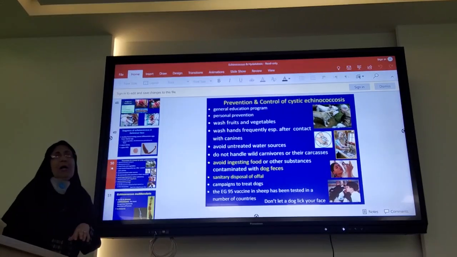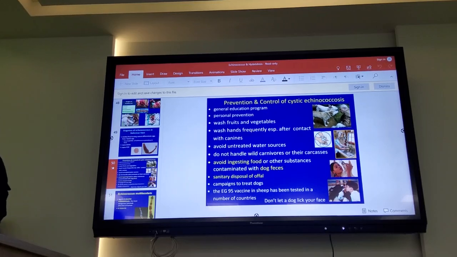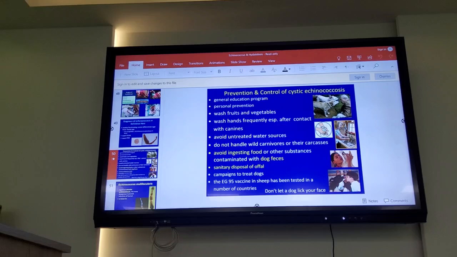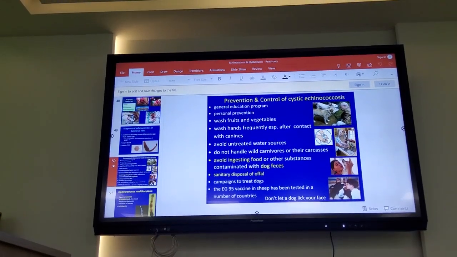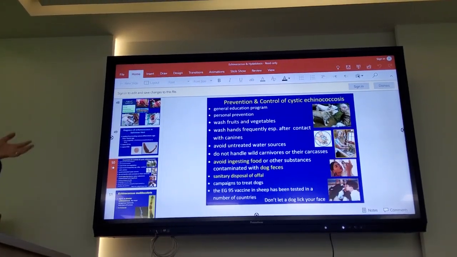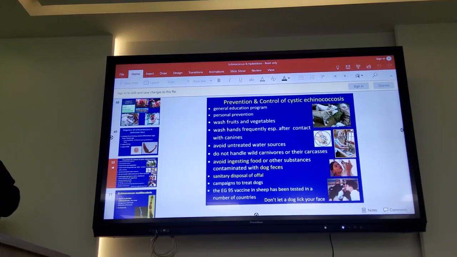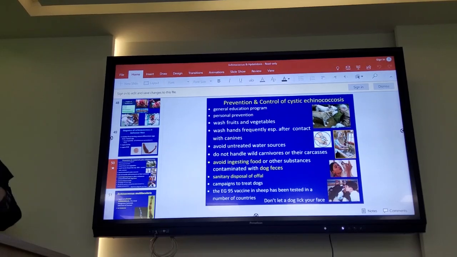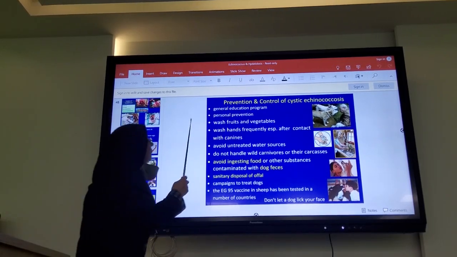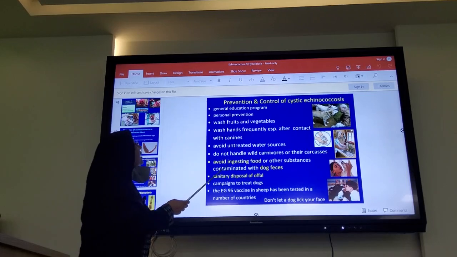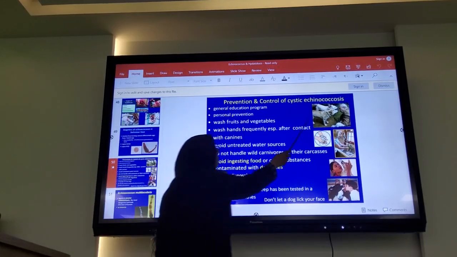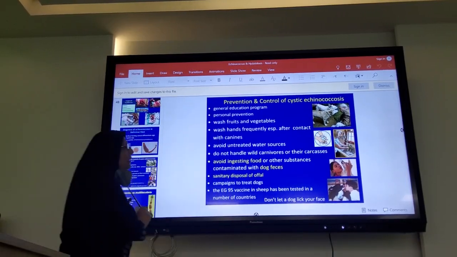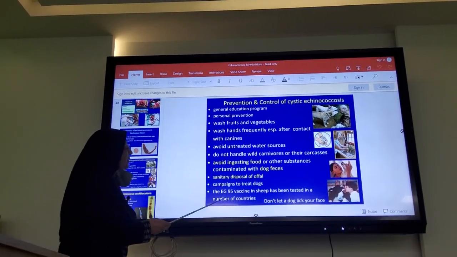What are the principles of control? For the control and prevention of every disease, you need to consider the life cycle. We have the dog, we have herbivores, and we have human activities like close contact with the dog and eating unwashed vegetables. So in this case, health education is very important. Avoid close contact with the dog, especially for children. They should not let the dog lick their face.